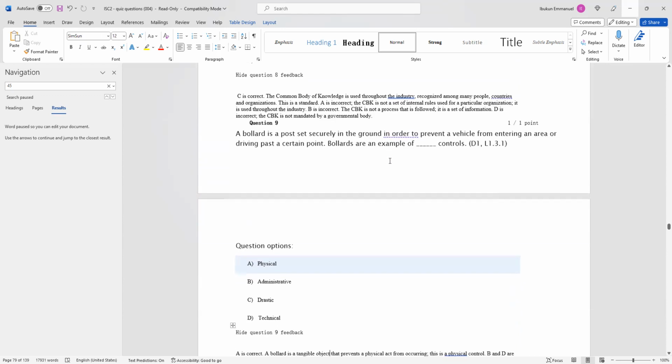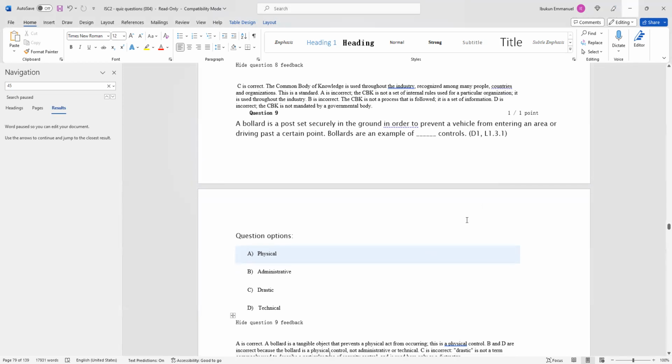What sort of controls are bollards? Those are actually physical controls. A bollard, that is those sort of large pieces of metal that are built into the ground to prevent a vehicle or a car or lorry from entering an area or driving past a certain point. That is a physical control. Physical control. Okay, thank you.